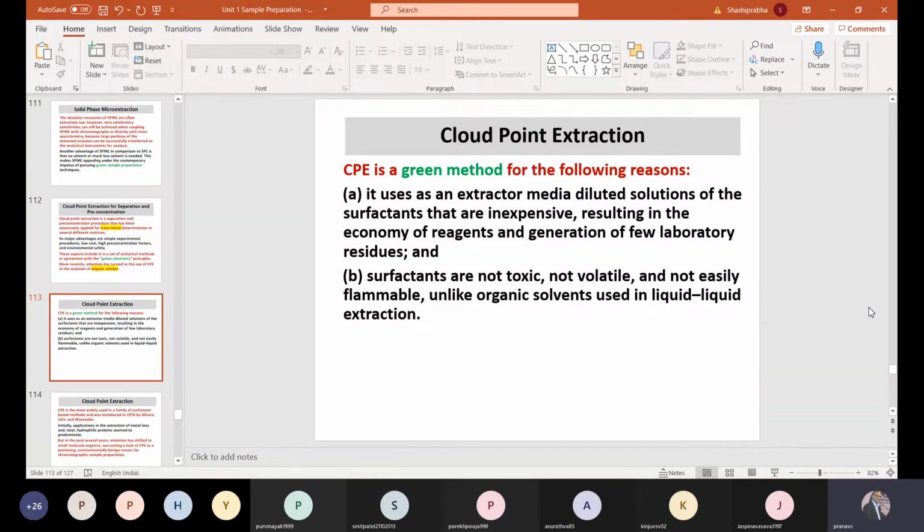Surfactants as such are non-toxic. They are non-volatile. The major problem of organic solvents is their volatility. But surfactants are non-volatile and not easily flammable, just like organic solvents or organic diluents, which are used in liquid extraction.